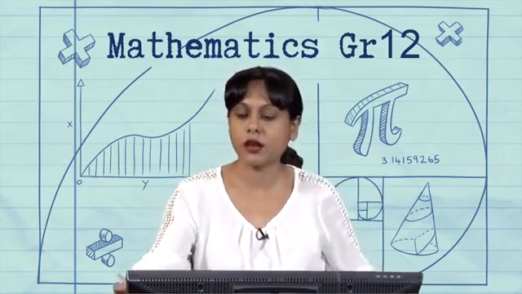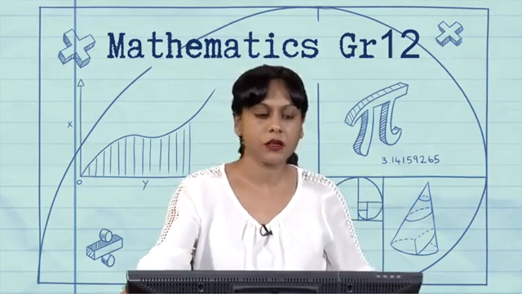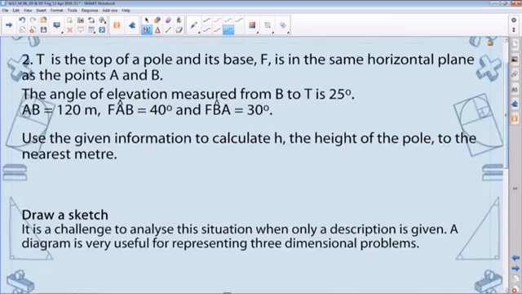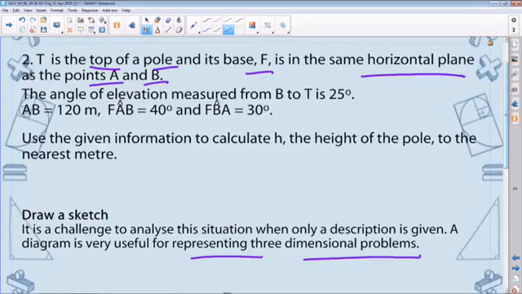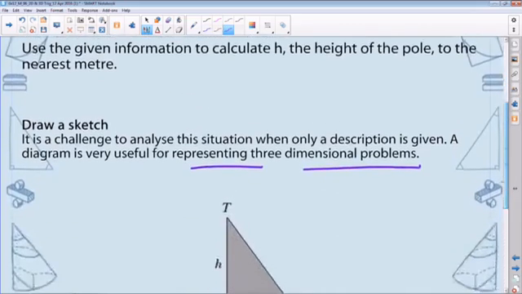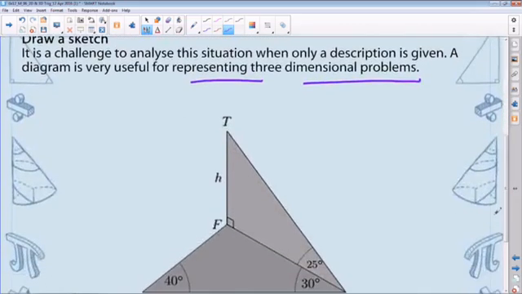So let's have a look at how we do this question. You were told that T is the top of a pole and its base is F. It is in the same horizontal plane as the points A and B. The first thing we need to do, as I said, it's a challenge to analyze it, so we need to represent this in a drawing. So how does my drawing look? Well, I've got the point T being the top.